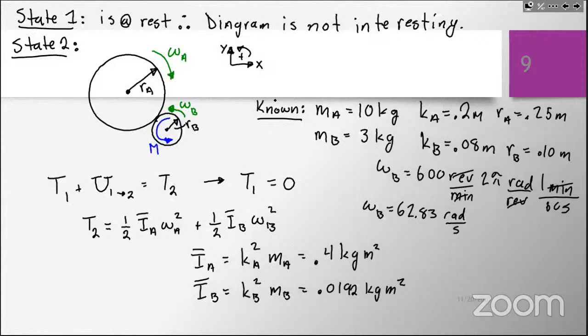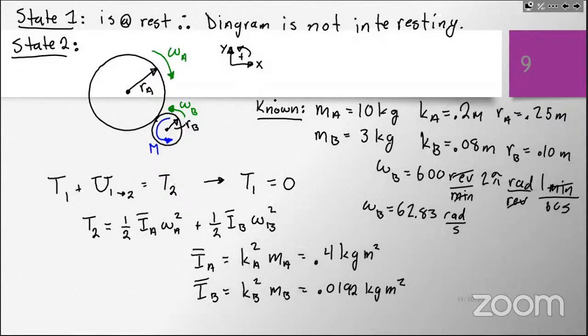What is the radius of gyration? If we imagine that all of the mass of an object is centralized at one point away from the axis of rotation, that's the distance it would be. Why is that useful? It allows us to calculate our mass moments of inertia. If you're given K, you square it and multiply it by the mass, you get I. We also had to convert omega B from 600 RPM into radians per second.